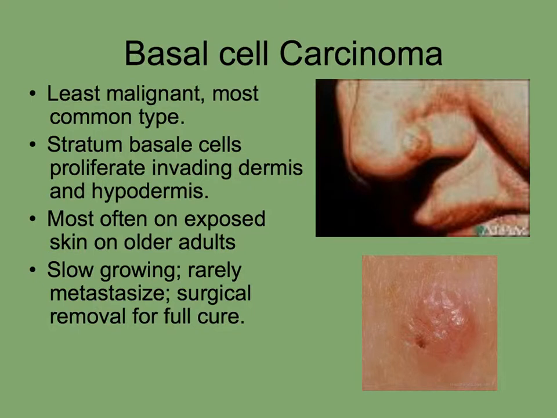Basal cell carcinoma is the least malignant, and it is the most common type. So the stratum basale cells are the ones that are continuing on in mitosis beyond what they are supposed to do to produce the next layer of cells for your skin. It's usually seen on older adults on parts of the body that have had long-term sun exposure, so the face, the hands, parts of the skin that have seen the sun for a long time.